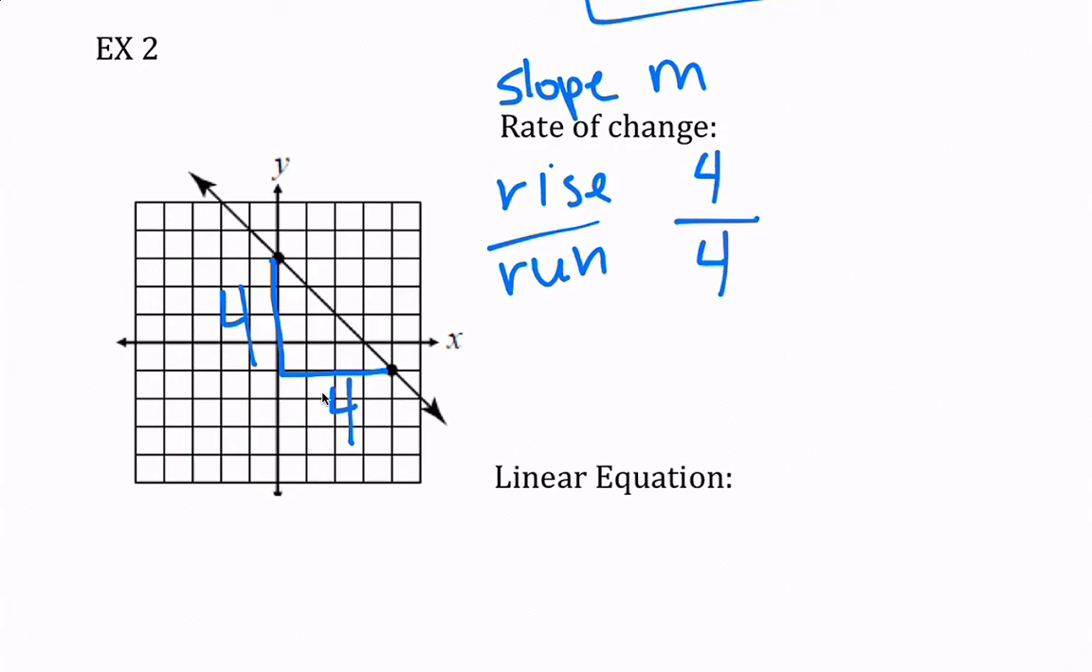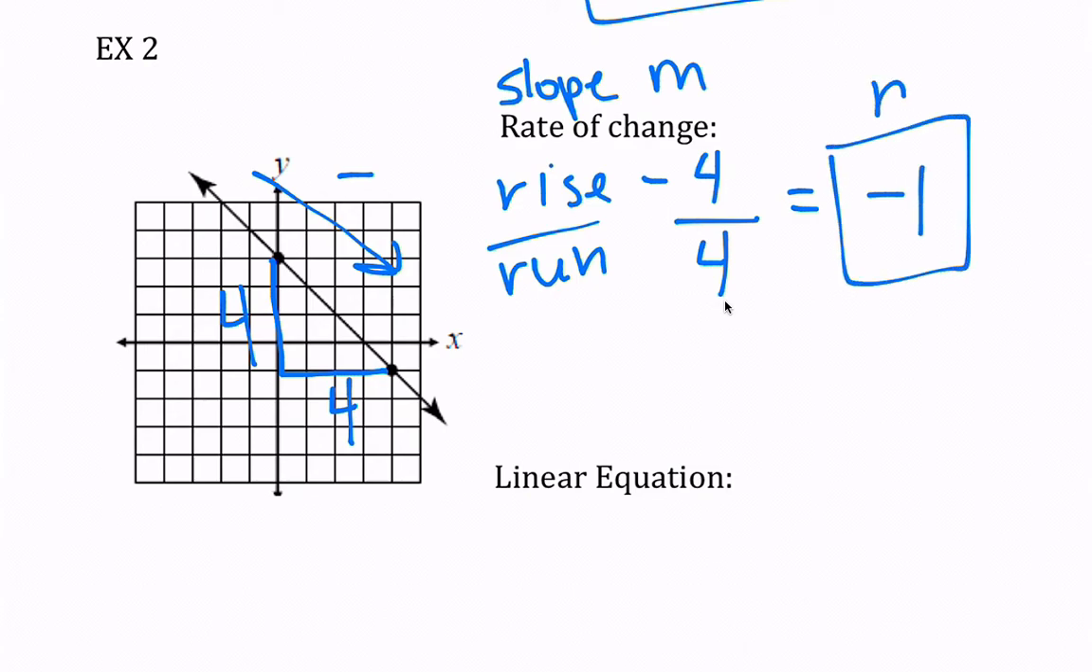Okay, we can't forget, this is super important to pay attention to which direction the line goes as you read it from left to right. Well, as I go from the left to the right, this line is going down, which means my slope has to be a negative. So I'm going to stick a negative out there. So let's simplify. Negative 4 divided by 4 simplifies to negative 1. So we found slope.